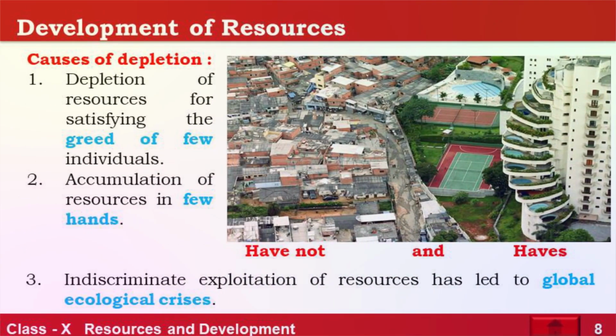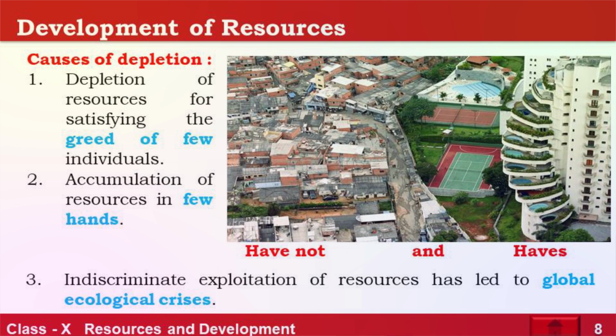Next, the problem is of development of resources. Correct? Do you think that resources are being developed properly? So there are 3 points given. First, depletion of resources. Resources are being depleted badly. And second point, accumulation of resources in few hands. We see that rich people accumulate a lot in their hands and they do not share with others. So this way there is a crisis always.